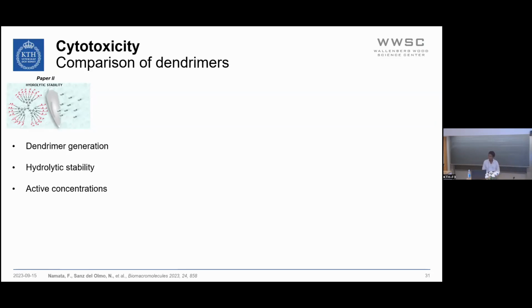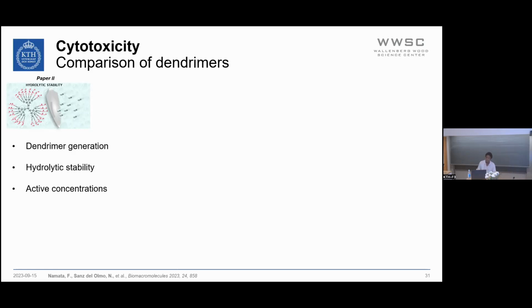And we saw a similar trend. When the dendrimer generation increased, we had an increased cytotoxicity, as well as the hydrolytic stability also increasing the cytotoxicity. But what is important is, are your compounds active? Are your compounds toxic at the concentrations at which they're active?